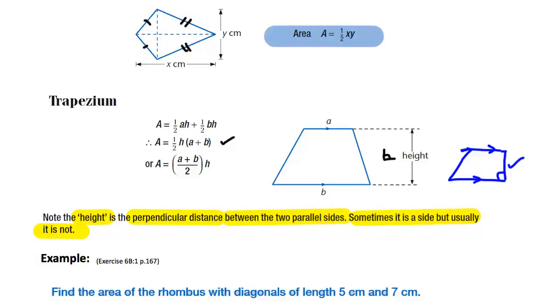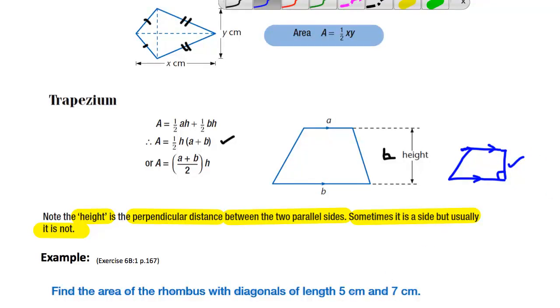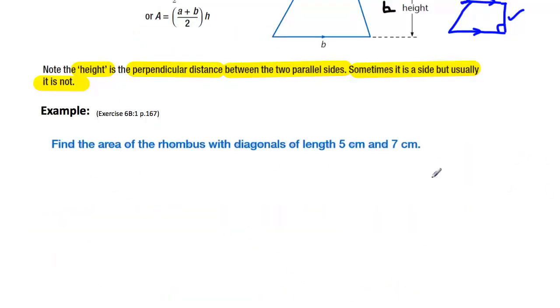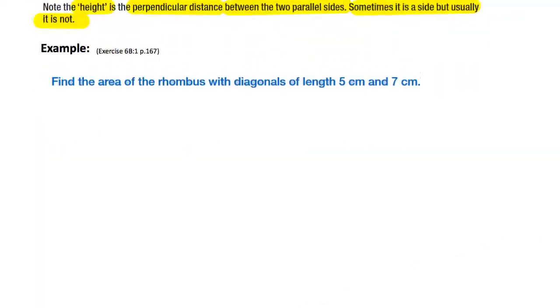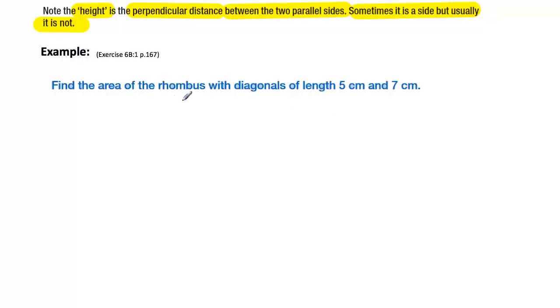So let's do a couple of examples and see how these work. We need a little bit more space on the page. So you've got your formulas now, and we just need to apply these formulas to a couple of examples. Here's the first one. We need the area of a rhombus with diagonals that are 5 centimeters and 7 centimeters.